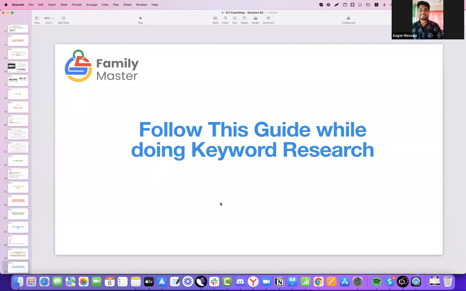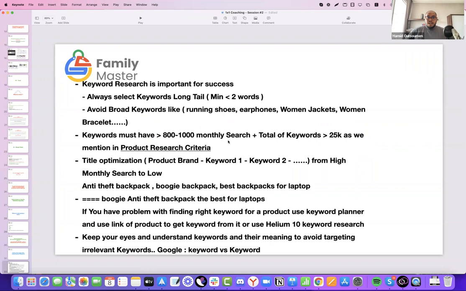Another thing is you must follow this guide while doing the keyword research, because sometimes you will find good products, but if you don't know what you are doing in the keyword research, maybe you will lose a lot. So the first thing is the keyword research is important for success. Always select long tail keywords.